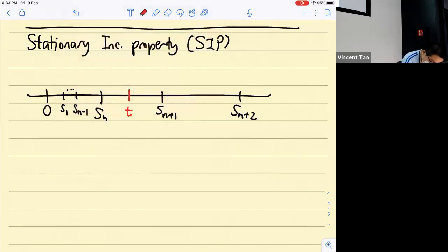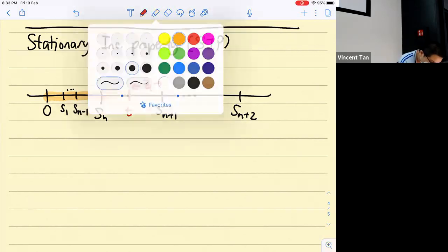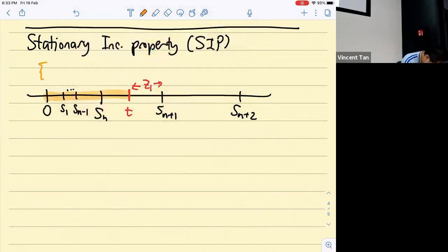You remember I called this Z1. We did a lot of work and a lot of proof on this Z1. We showed that it's an exponential random variable, and it is independent. What is it independent of? It is independent of this entire path, this yellow thing. And what do we mean by the yellow thing? It is the entire process up to and including time t.